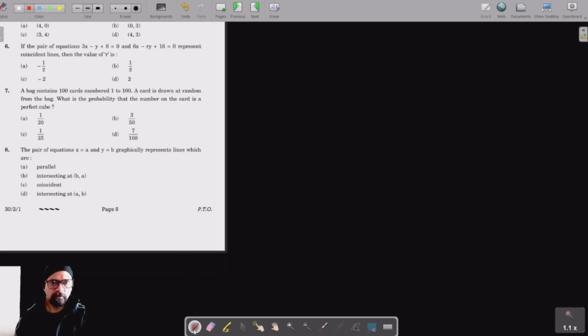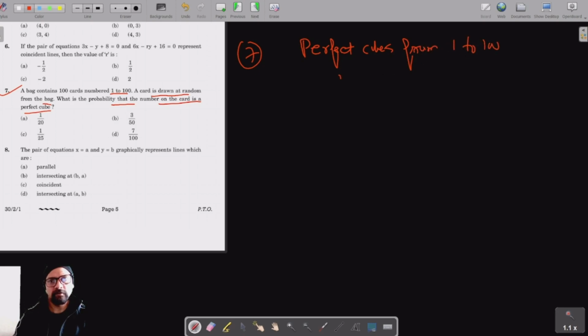For question number 7, there's a bag that contains 100 cards numbered 1 to 100, and a card is drawn at random from the bag. So what is the probability that the number on the card is a perfect cube? We know that the perfect cubes from 1 to 100 are 1 cube, which is 1, 2 cube is 8, 3 cube is 27, 4 cube is 64, and 5 cube is 125, which is greater than 100.